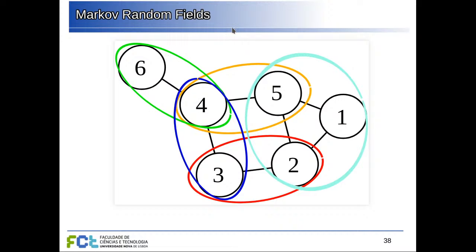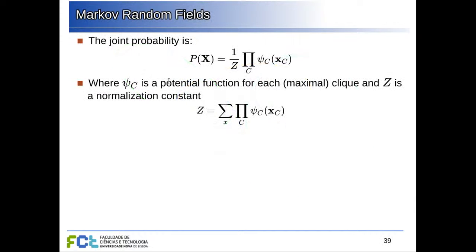Using this property of the graphs, identifying the cliques, we can write the joint probability distribution of all these variables as some function of the product of the different cliques. As long as we have this normalization constant so that this adds up to 1 for all the different possibilities, then we can always write the joint probability distribution as some function that we want of each maximal clique, and then all of those multiplied.